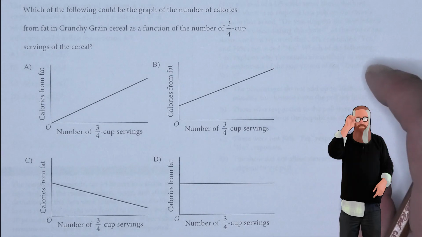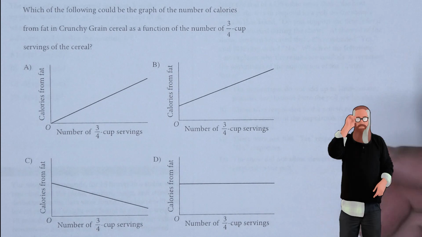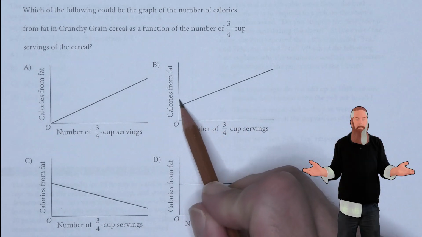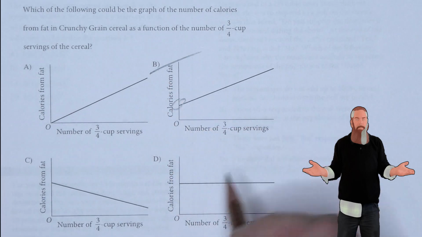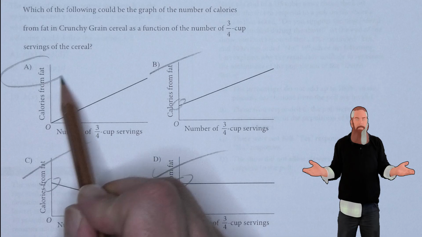Let's start with a really simple idea. How many calories would you get if you ate no cereal at all? Well, that would be 0. So this can't be an answer, this can't be an answer, and this can't be an answer, meaning A must be the solution.